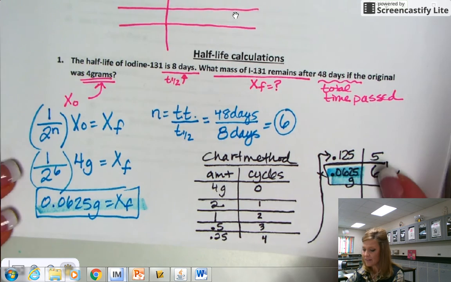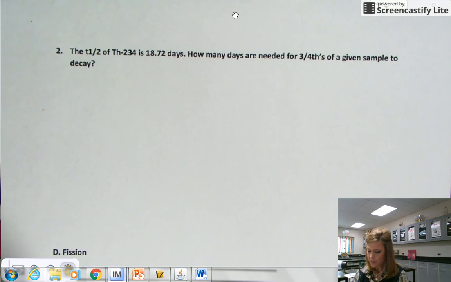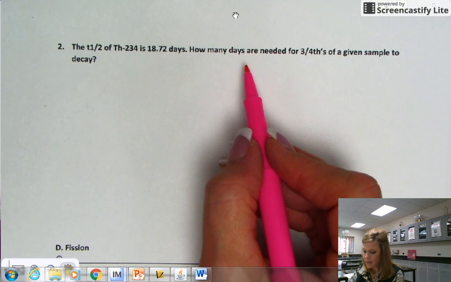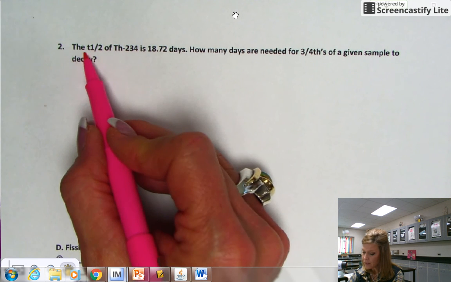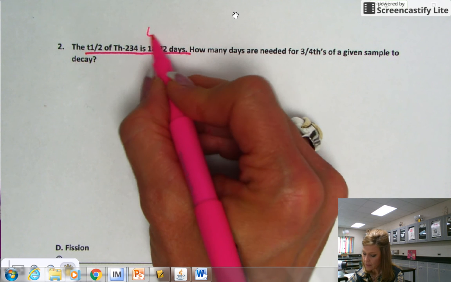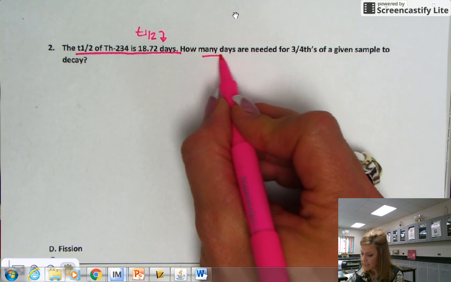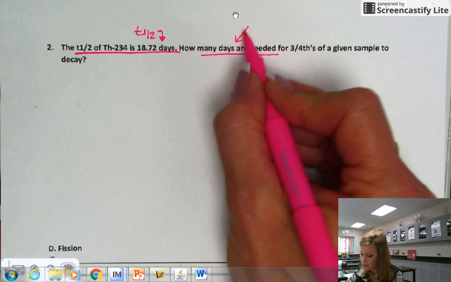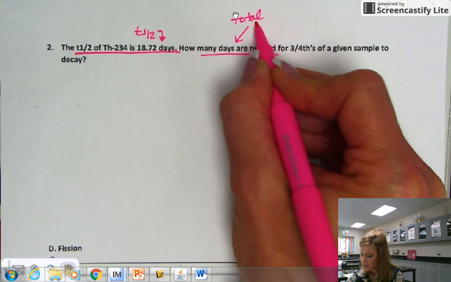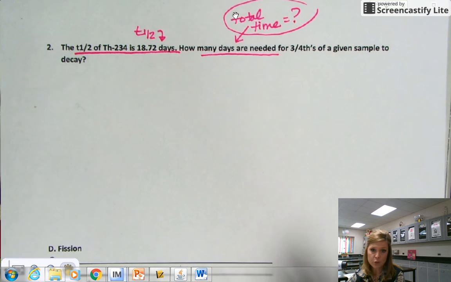All right, let's look at example 2. This will be our last example. So this one's a little different because it doesn't actually give us an original amount. It says the half-life of thorium-234 is 18.72 days. So the half-life is what they're giving us. Here, it says how many days are needed. So this is the total time. They're wanting us to figure out the total time that has passed.